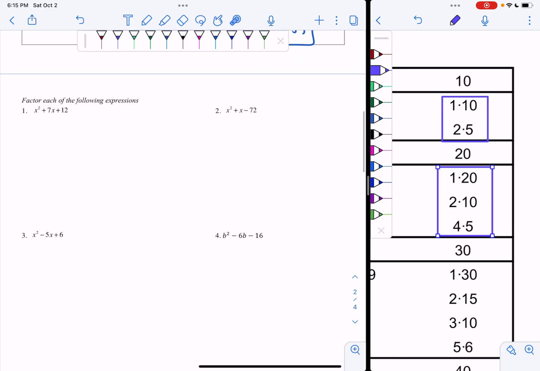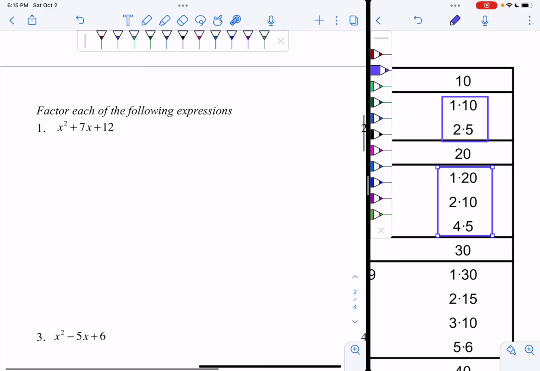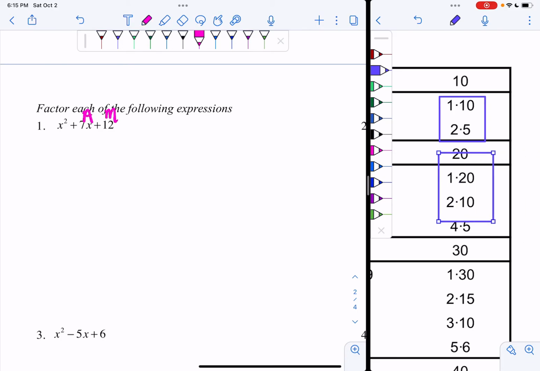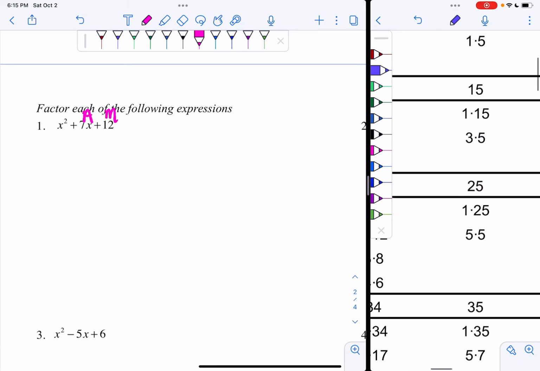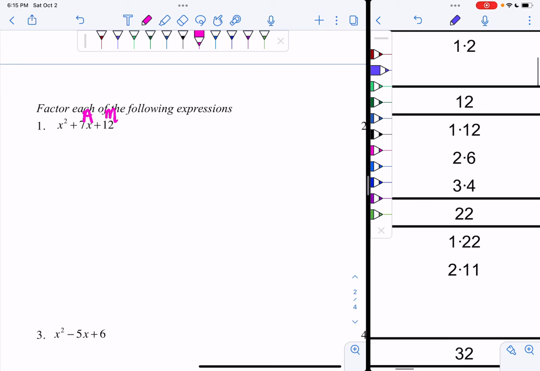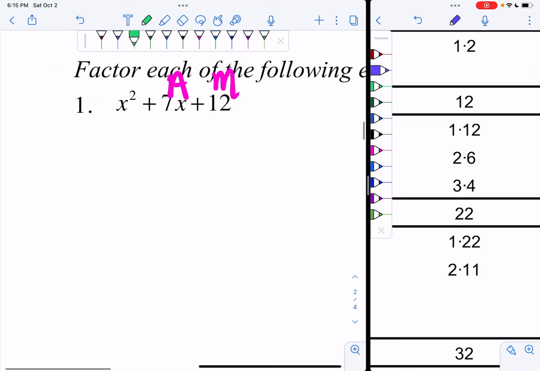Now what we're going to do is factor each of the following expressions. Remember, we're using our AM method. So we want to add up to our middle term and multiply to our last. So if I look, I want to multiply to 12. I'm going to go to the number 12 on my sheet, and right here is my 12. So I list all the numbers that multiply to 12.